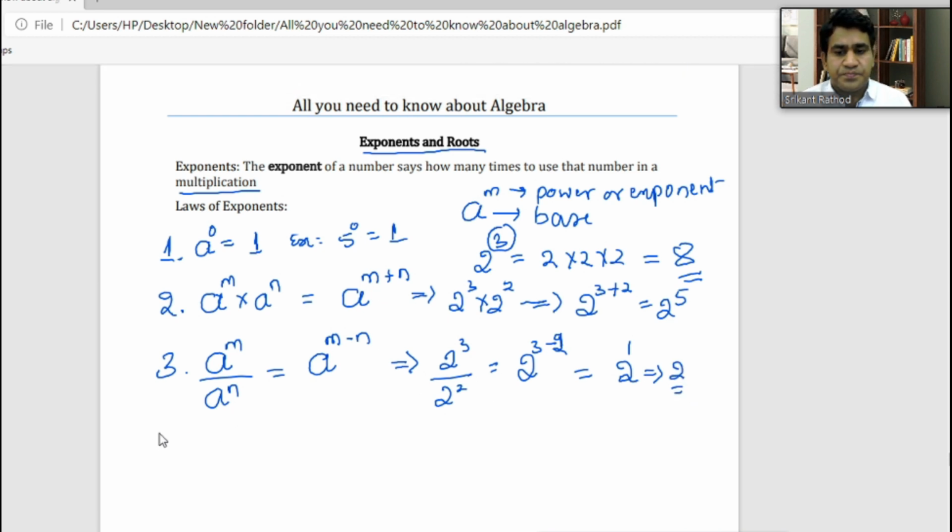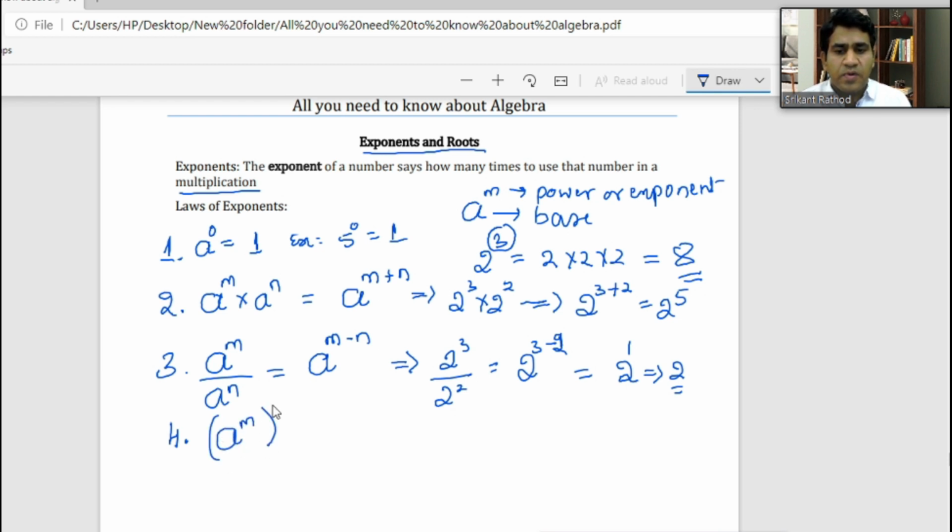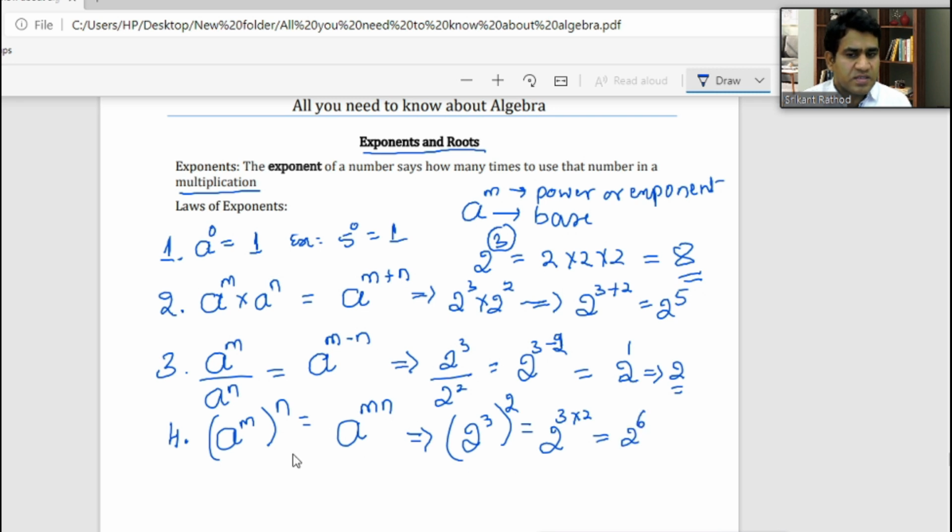All right. And the fourth rule we may need to know here is a to the power m, to its power n. That will be written as a to the power m times n. So mn means m times n, it's multiplication, right? Let me take 2 to the power 3, to its power 2. This can be written as 2 to the power 3 times 2, that is 2 to the power 6. All right, so let's take the next.